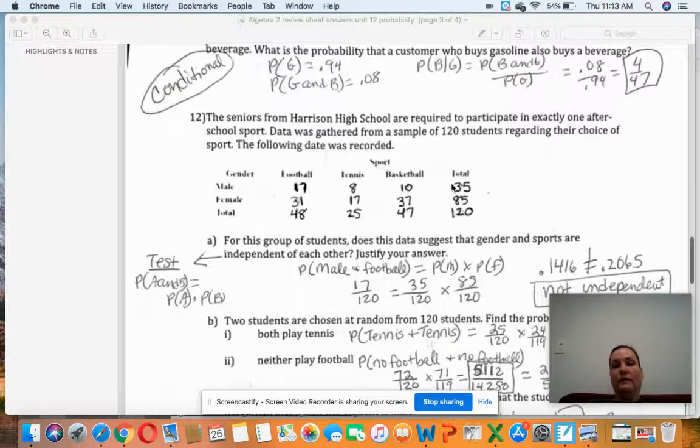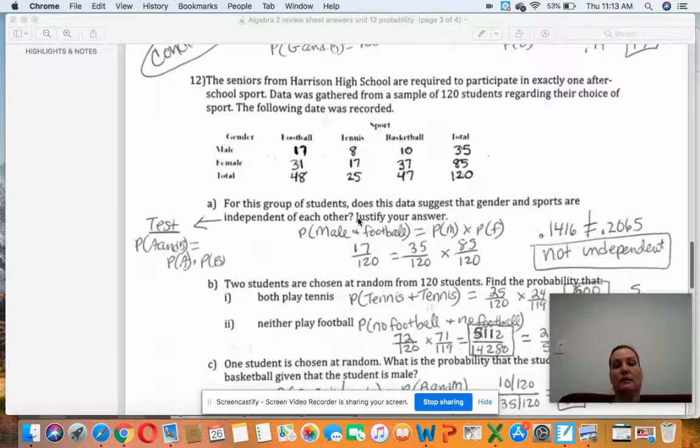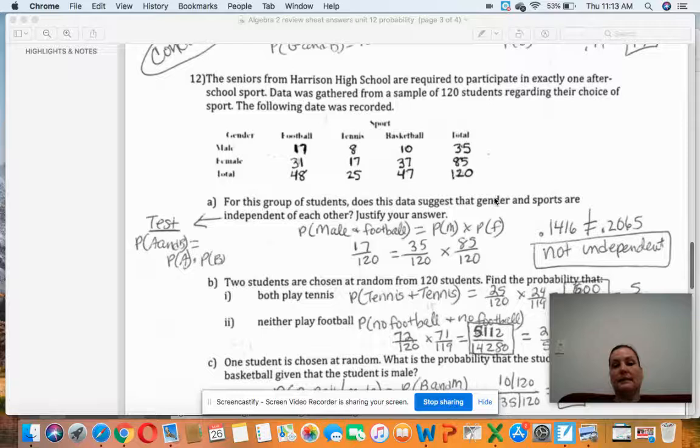12 is another sample of 120 students from Harrison High School, and they have to participate in exactly one after-school sport. So this is the data, whether they're male or female. This says football, tennis, or basketball. So those are the choices of sports, and the data was broken down by male and female. So for this group of students, does the data suggest that gender and sports are independent of each other? So I have to test for independence.